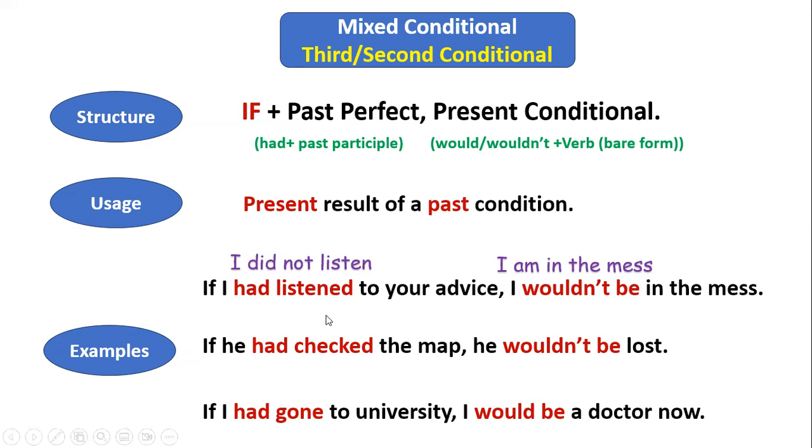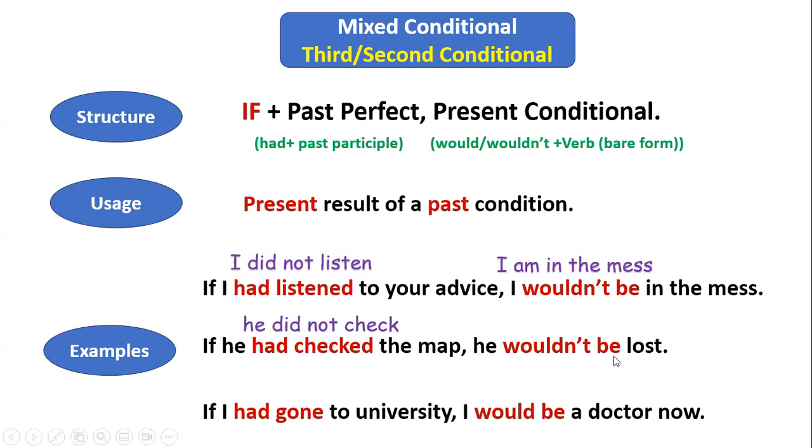Okay? The next one, if he had checked the map. Always ask yourself, am I talking about the past or the present? If you see had plus past participle, it's past, correct. So what does this mean? It means he did not check the map. He did not, in the past.